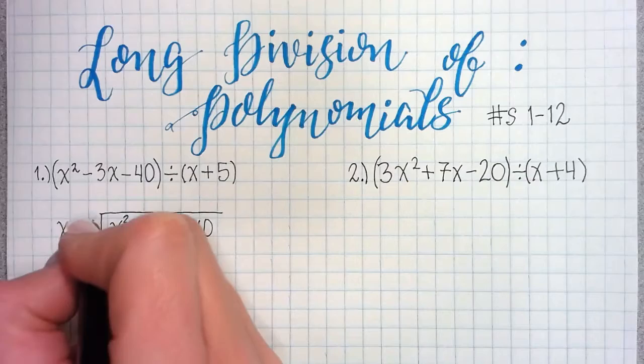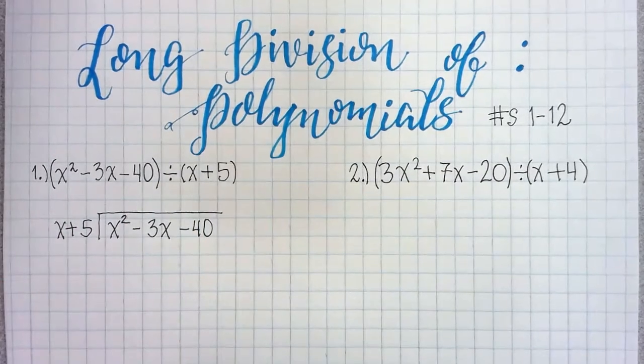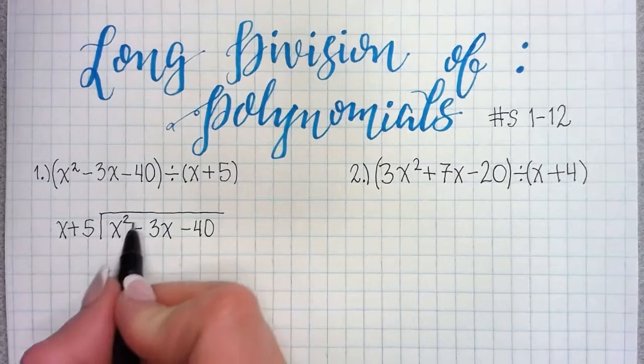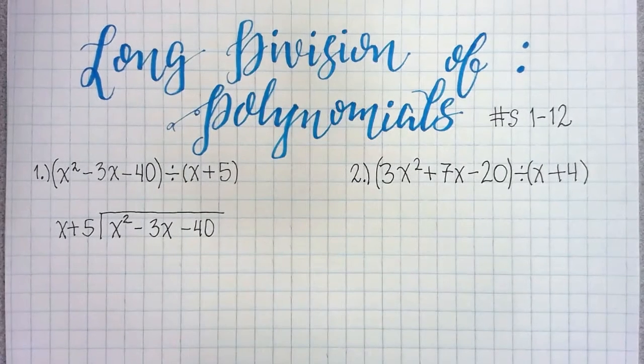x plus 5. Sorry, my dog is making noise right now. Alice, shh. So we're going to go ahead and divide this. So the way you begin is you take the first term. So my dog wants to participate.